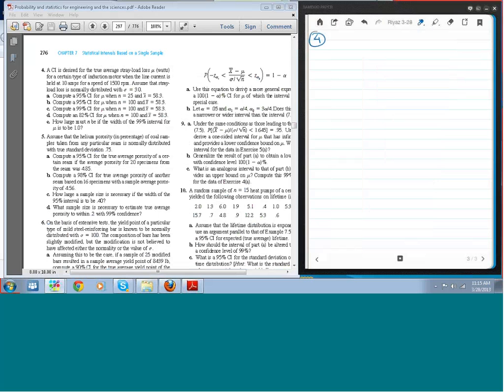Okay? So again, let me just draw it first. So you already know the mean, the z for the midpoint is 0, and this is 0.50. You also know sigma is 3, right? These are things you know.